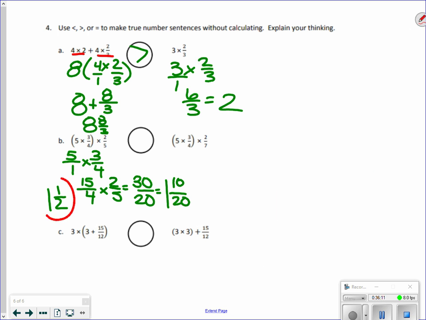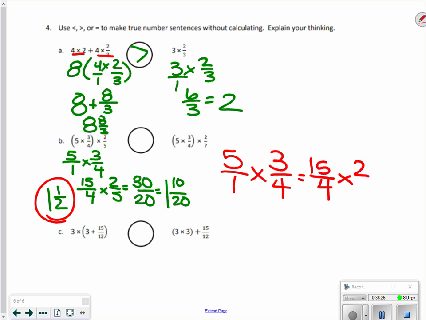So 1 1/2 is over here. 5 times 3/4. 4 can't go into 5, so I cannot do it here. 15/4 times 2 sevenths. Okay, 7 cannot go into 15, so I'm not going to do that one. 2 can go into 4. So I've got 15 over 14. 1 and 1/14. So 1 1/2, 1 and 1/14.